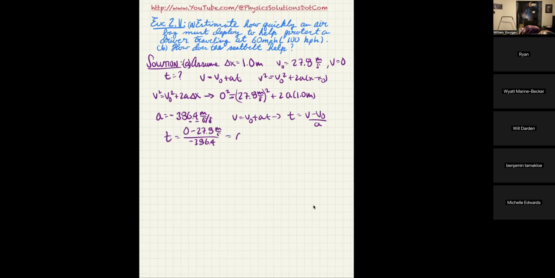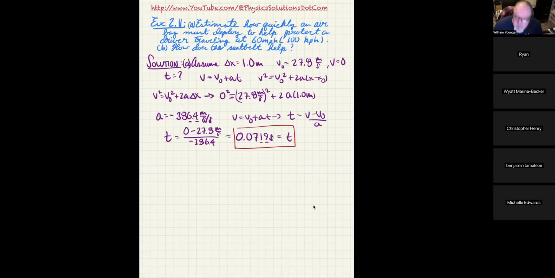And that gives me 0.0719 seconds. And since we're estimating, really, even 2 sig figs is too much. So what I would conclude is that we need to make sure this airbag can deploy in 700ths of a second. And that actually happens to be the same answer your author got. Anybody have any questions on that part?